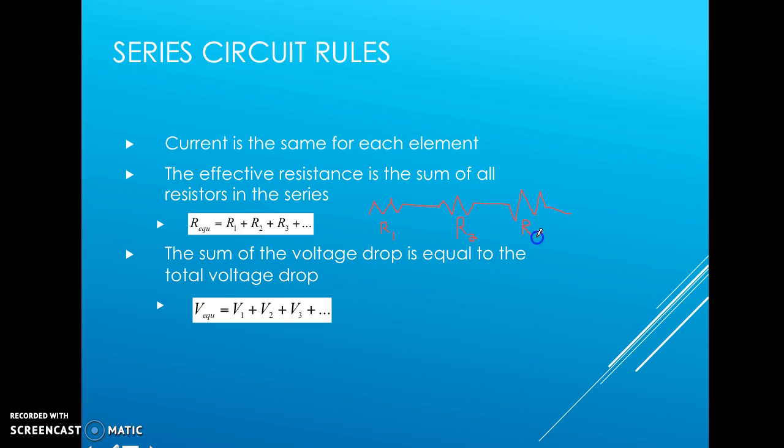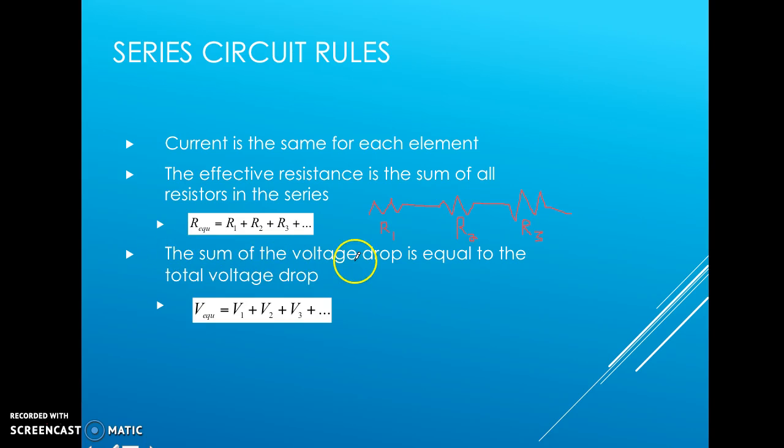I liken this to a traffic jam. If there's only one path for you to take to work and there are 3 accidents on that path, 1, 2, 3, you know that the equivalent resistance to your drive to work must be dependent on all 3 of these, and that overall you'll have a lot of resistance because you have to add up all 3 accidents.